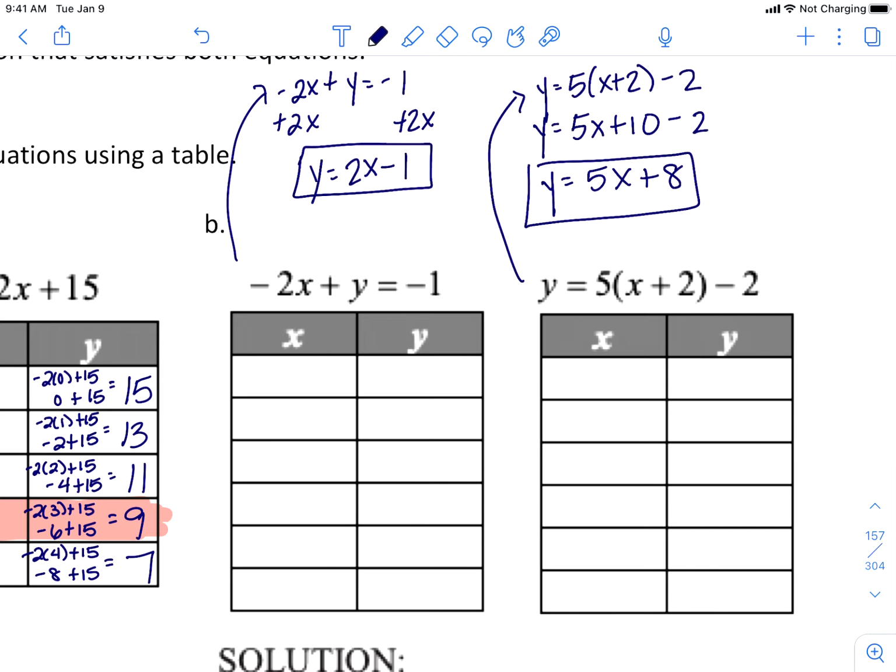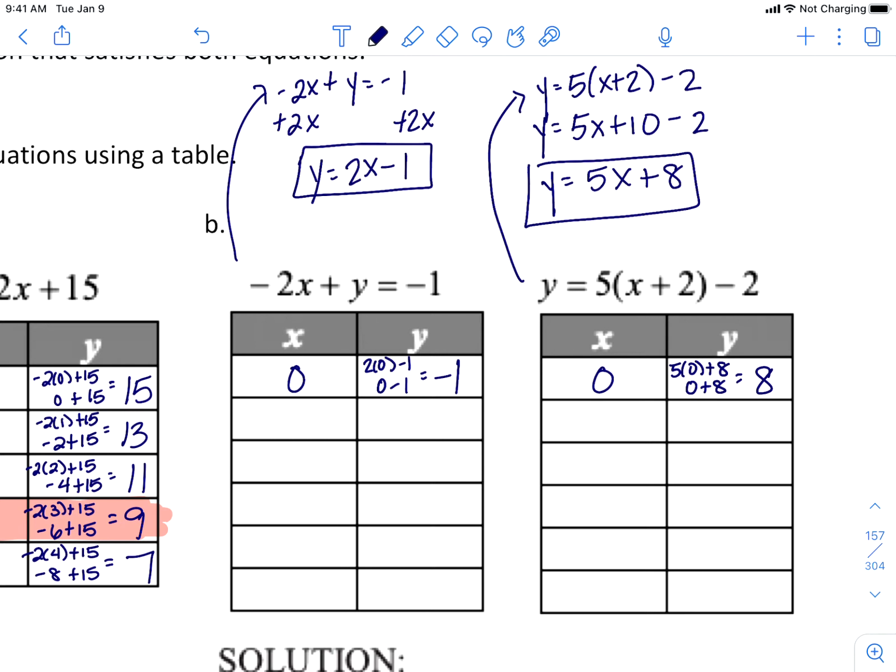Now, I didn't give you x's and y's here, so let's start with the easiest number to plug in. Let's do 0. So we'll plug 0 into each of these. If I plug 0 into the first one, I have 2 times 0 minus 1. So 0 minus 1 gives us negative 1. For the next one, if I have 5 times 0 plus 8, 0 plus 8 gives us 8.